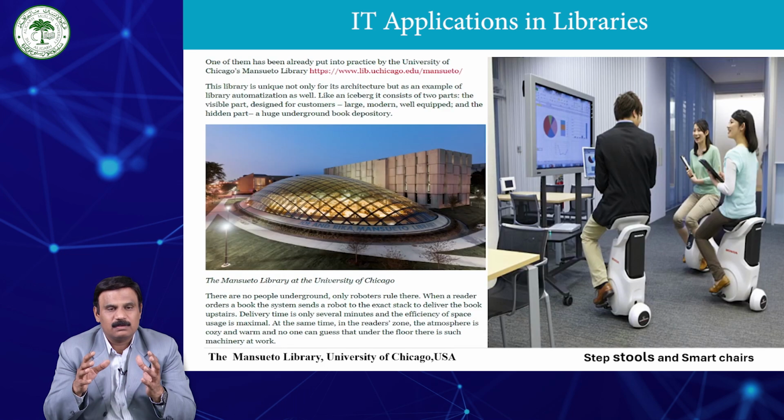You'll find the picture of Mansueto Library, University of Chicago, USA. You will find there are no people in this underground where the books are stored. Only the robots, they rule there. When a reader orders a book, the system sends a robot to extract it from the stack and deliver the book, and it will bring it upstairs. Then the step tools and smart chairs you'll find in the picture, these IoT-based devices, will direct you to the location of the book wherever it is available in the stack.